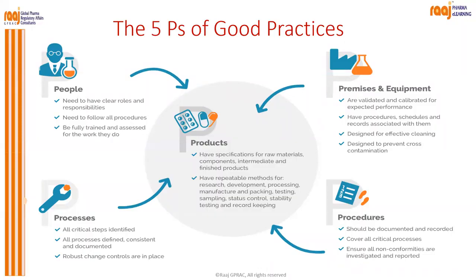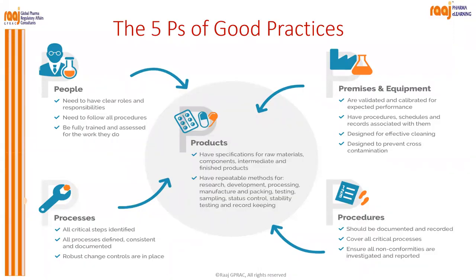But still, when we follow this system throughout these 5 Ps, the people, premises, equipment, procedure, processes, products, it becomes very, very easy for us because time will be saved. Am I right? Time will be saved, money will be saved. And when it becomes a habit, it becomes culture, and culture becomes your attitude.